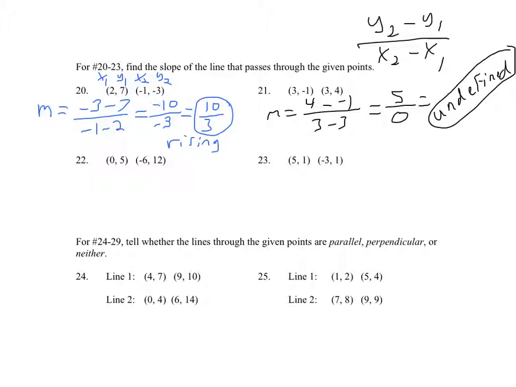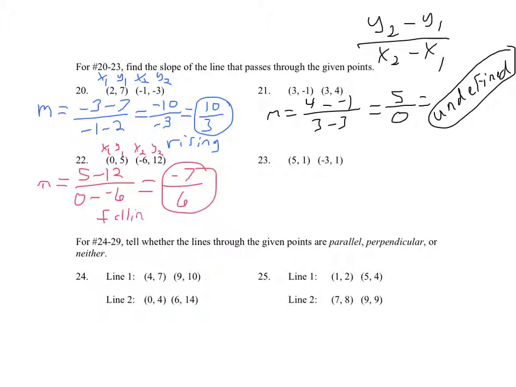All right, let's look at number 22. And in number 22, if I have my x1 and y1 and x2 and y2, I just want to show you that you can also do slope going in the other order. For instance, I could do y1 minus y2. 5 minus 12. I still got to do my y on top and x on bottom. And if I do that, then I got to start with 0 on bottom minus -6. So you can do that too. It's kind of up to you. I'll get -7 over +6. All right, so that's my slope. This line is going down. It's falling or it's decreasing.